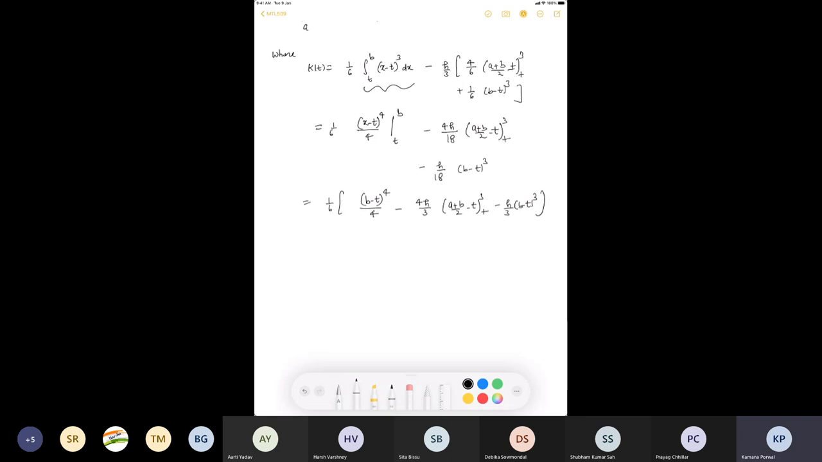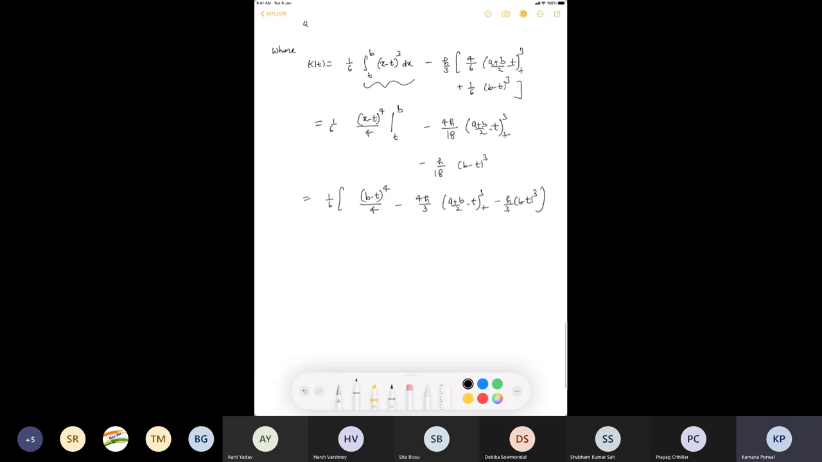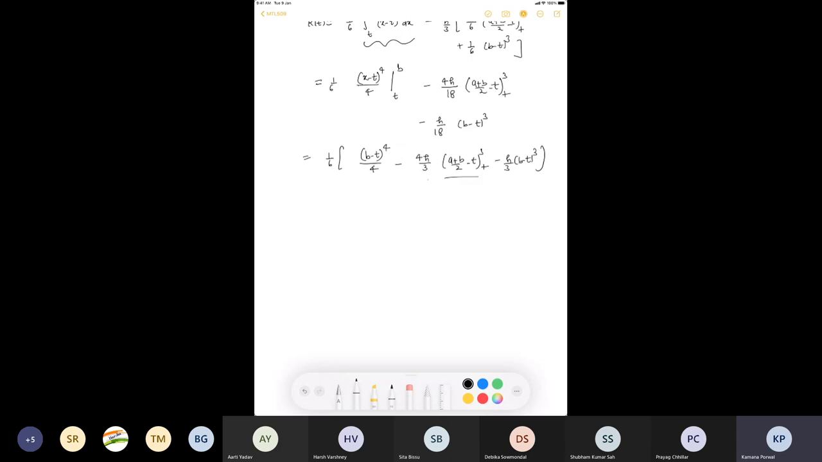Okay. So we further have to simplify this term, which really depends on the positive part, because I'm going to have two cases based on this term. Let's consider the easier case first, when this term is zero, which means t is greater than equal to a plus b by 2 and less than equal to b. In this case, we know that the positive part of this function is going to be 0.